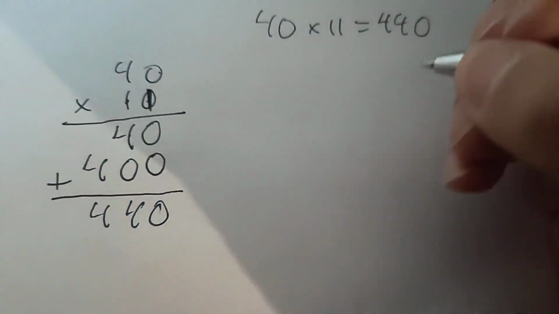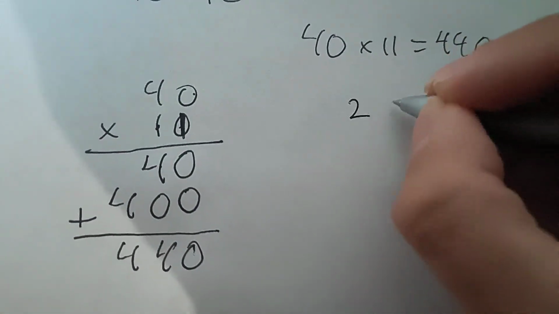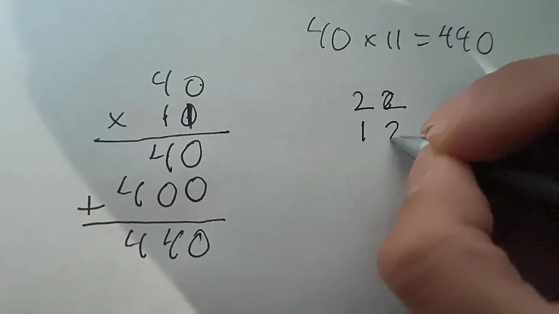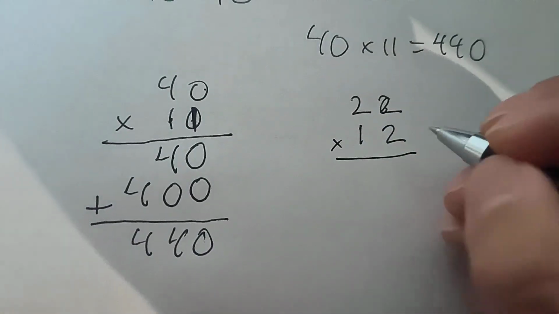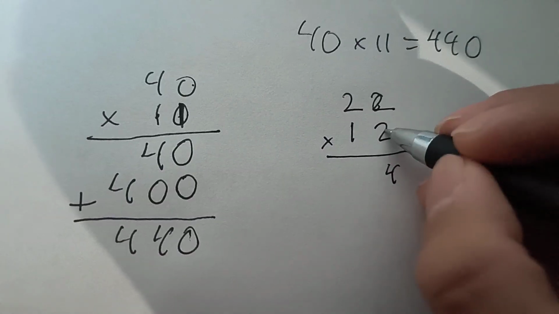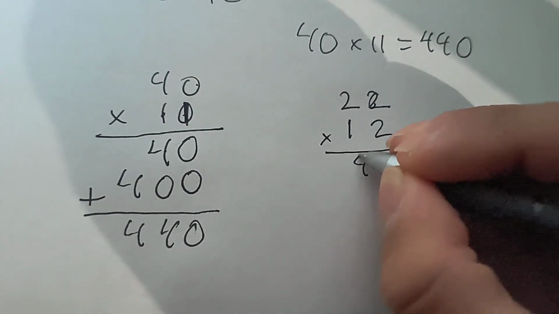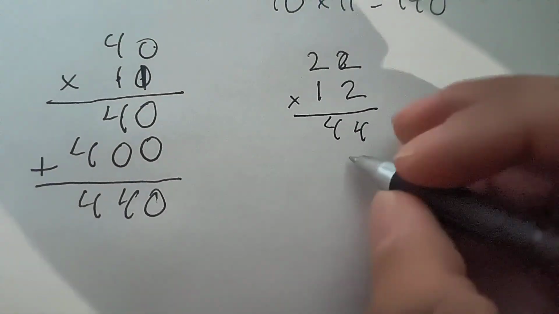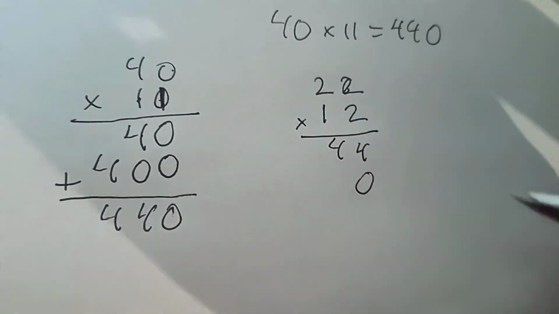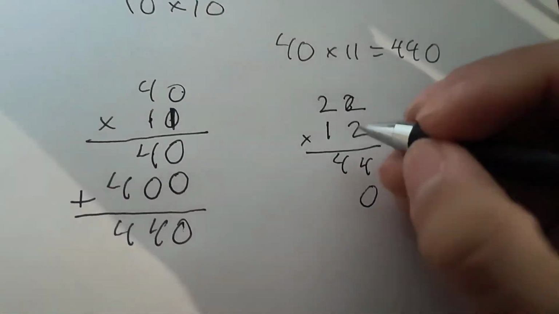Let's run through this step by step again. Let's say 22 times 12. We start right here. 2 times 2 is 4. 2 times 2 is 4. Then we go down a level because we have to do the tens place, and we add the 0 to show that we're stepping into the tens place.